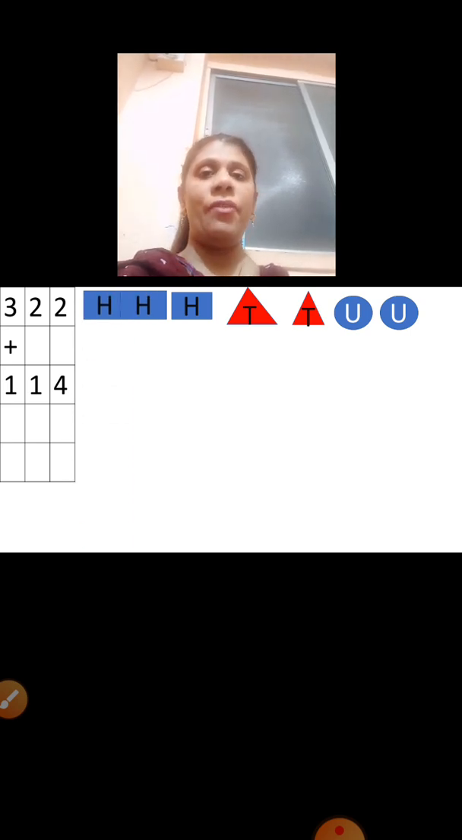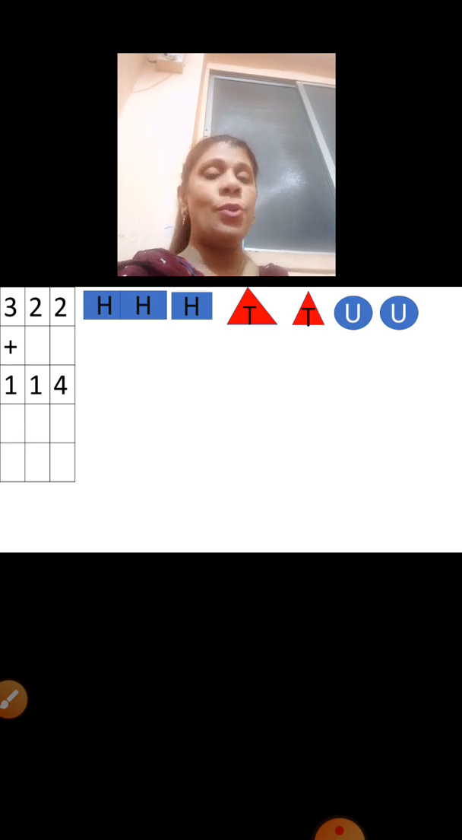Okay, now see, 3h will become 300, 2 tens will become 20, and if we add that 20 to 2 units, it will become 22. So 322.